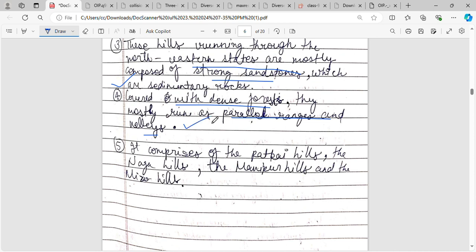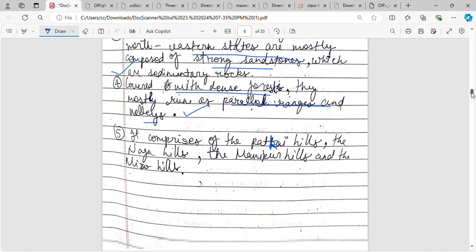We are talking about Purvachal. Don't forget this. It comprises the Patkai Hills, the Naga Hills, the Manipur Hills, and the Mizo Hills.